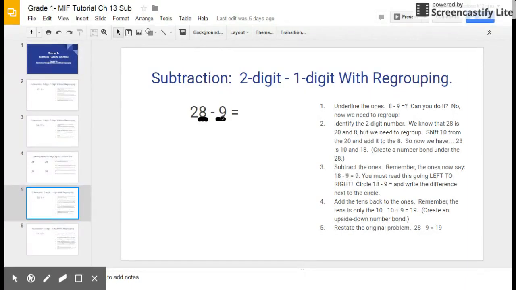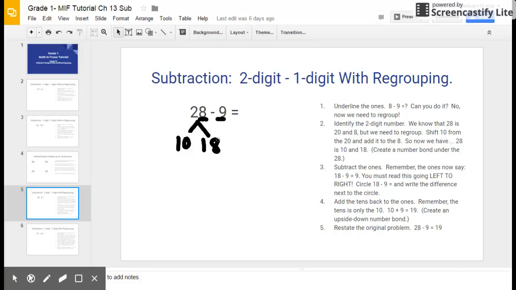We need to identify the first 2-digit number, which is 28. We know from the previous slide that 28 is 20 and 8. But when we regroup, we shift the 10 from the 20 to the 8 in the ones. So 28 is 10 and 18.